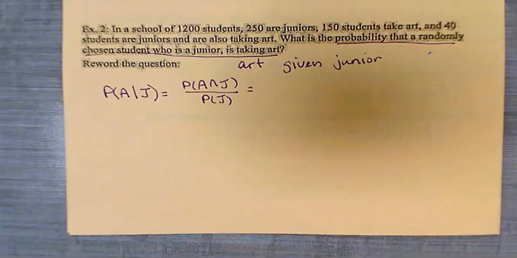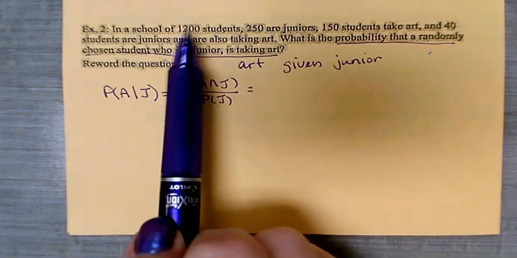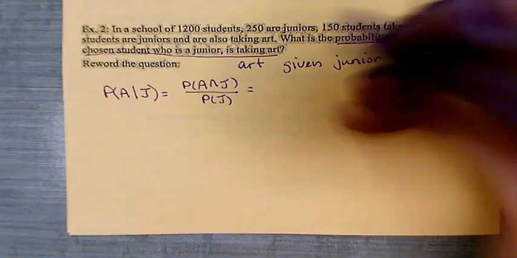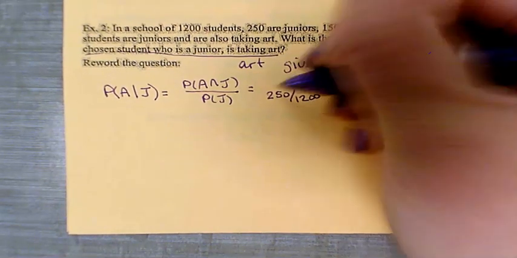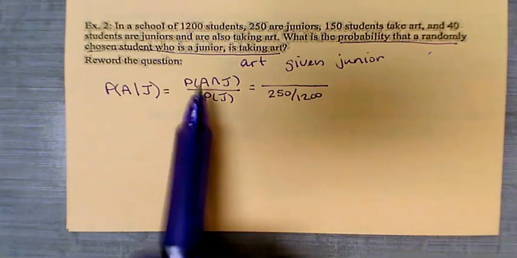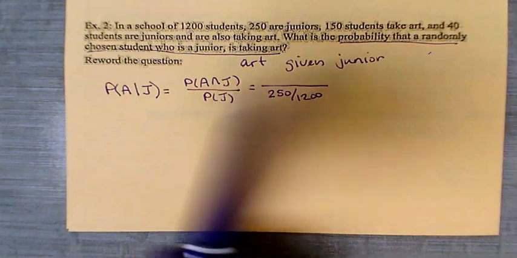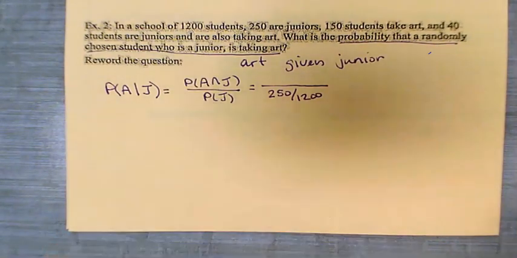Let's start out with the simple one, which is the probability that the student is a junior. So there are 250 juniors in the school out of 1,200 students. So that's 250 over 1,200. On the top, we need the number of students who are both taking art and juniors, and that happens to be 40 students out of a total of 1,200.